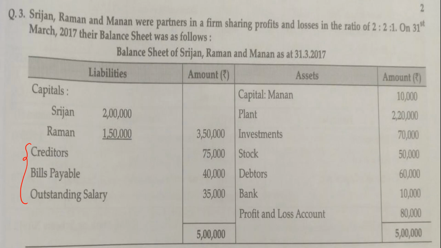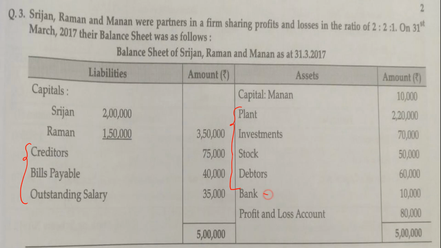Rest of the amounts are plant, investment, stock, debtors, bank and profit and loss account. So out of these, plant, investment, stock and debtors would come into the debit side of realization account at their book value. These outside liabilities would come on the credit side of realization account at book value.